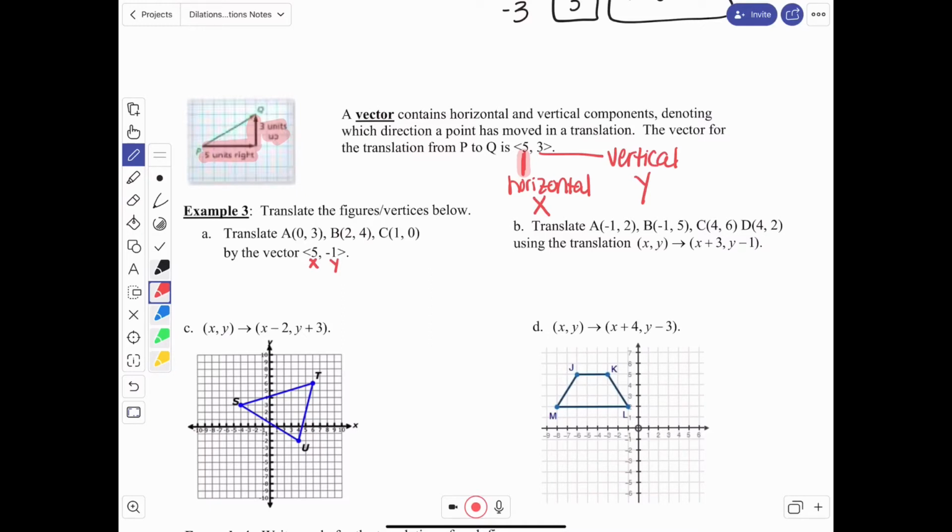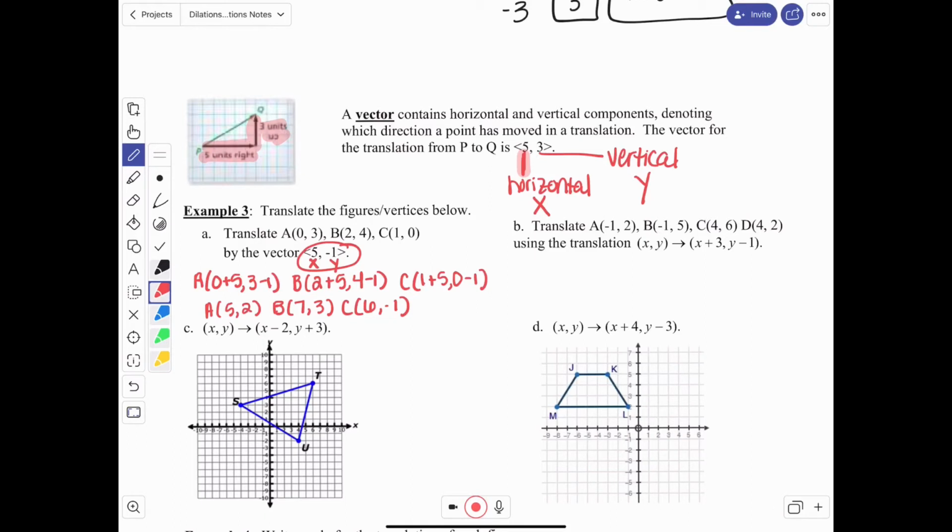So all you do, like for point A, and I'm going to write this out, you're going to do 0 plus 5, and we have 3 minus 1. And for point B, I'm going to do 2 plus 5, and I'm going to do 4 minus 1. And for point C, I'm going to do 1 plus 5, and I'll do 0 minus 1. And so when I simplify that, I will have 5, 2. For point B, I will have 7, 3. And for point C, I will have 6, negative 1. Okay? So you're not going to do these numbers to both, remember? So the first number is just to X, the second number is just to Y.